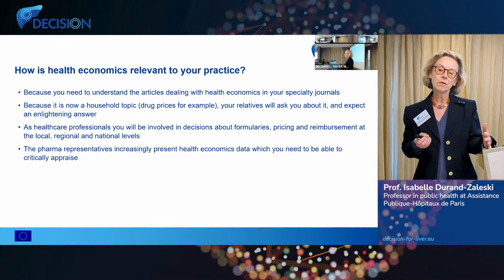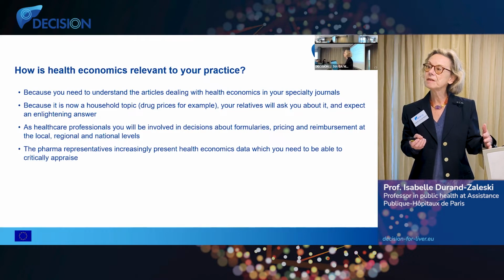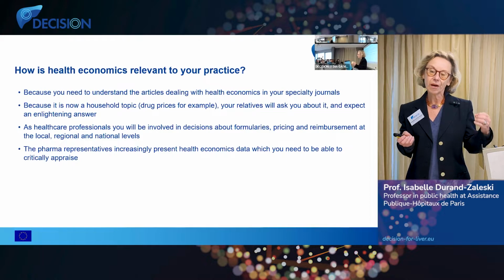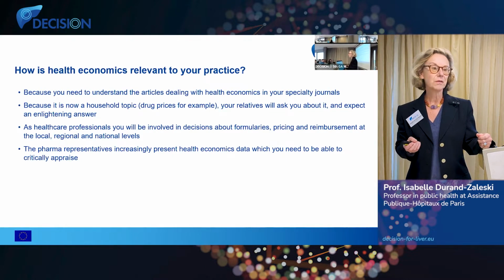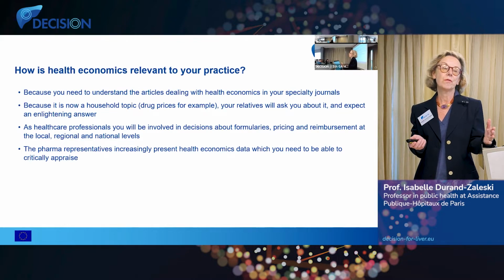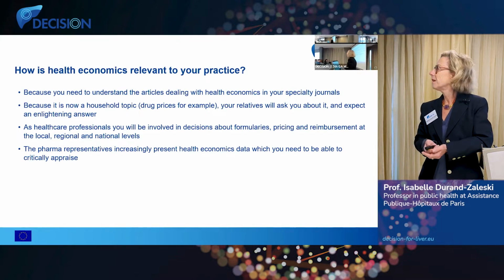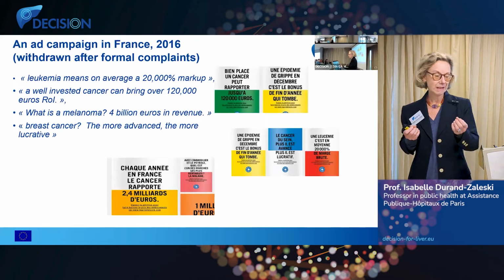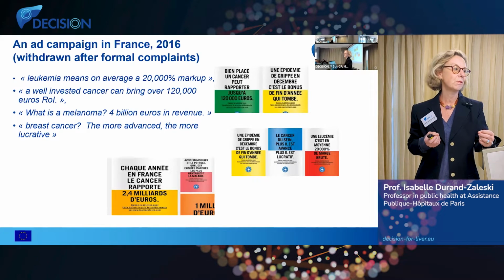More in the US than in Europe, but you have lots of papers about something called financial toxicities. So you knew about drug toxicities and side effects, but now the Americans talk a lot about financial toxicities. And there are even questionnaires to assess financial toxicities alongside various treatments for cancer, for example. So it is a topic that is gaining interest. This is to show you that it has really become a household topic.